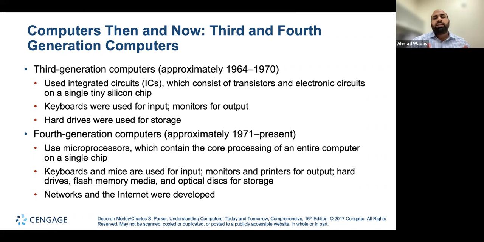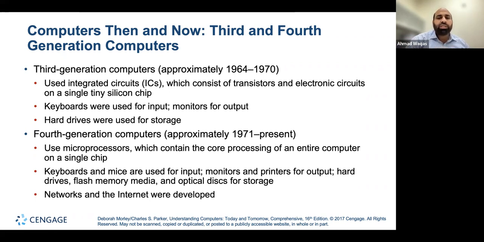Because of this, the size of the computer became smaller, more reliable, more energy efficient, and faster. For the first time, keyboards were used for the input and monitors were used for the output in the third generation. And hard drives were used for storage. So hard drives started from the third generation.